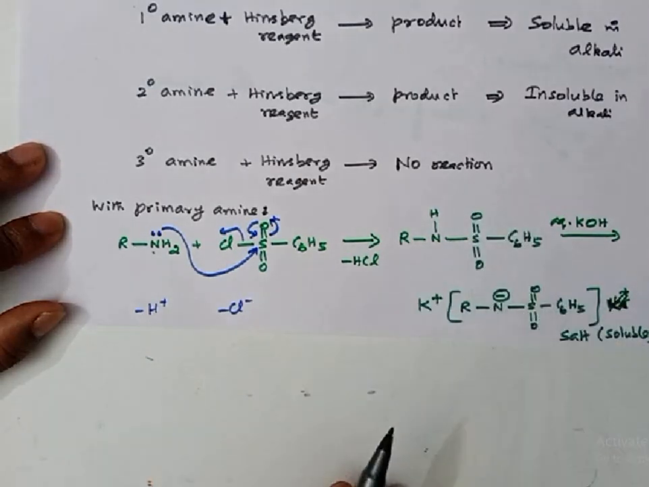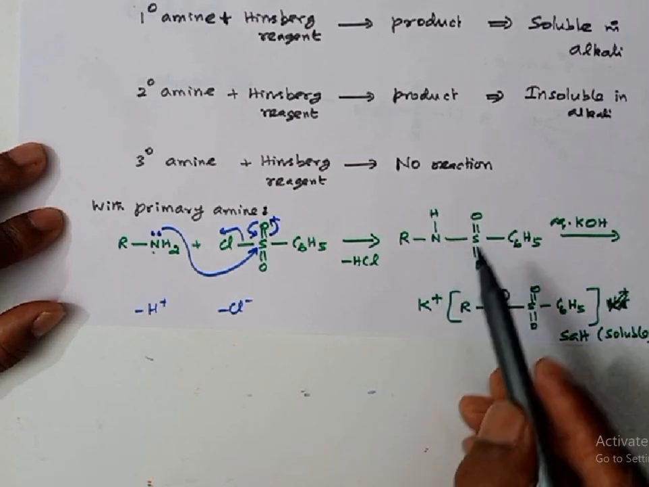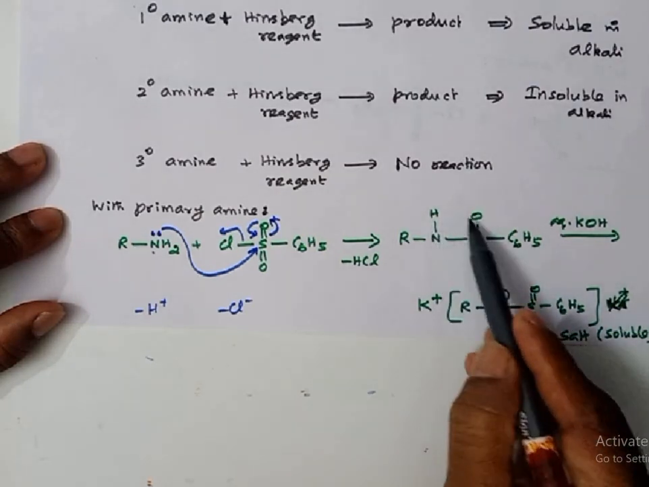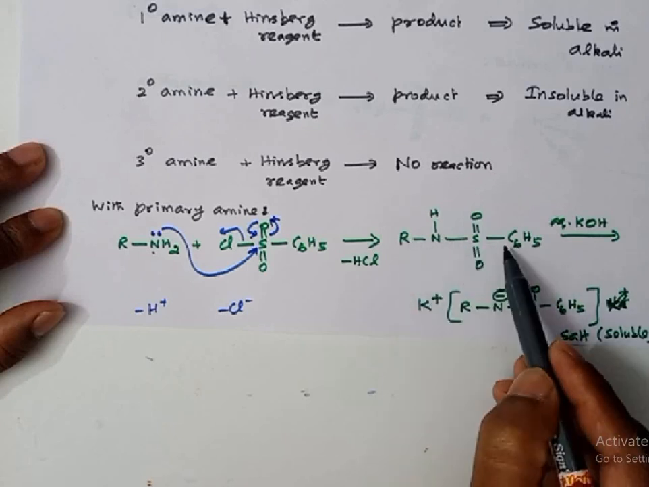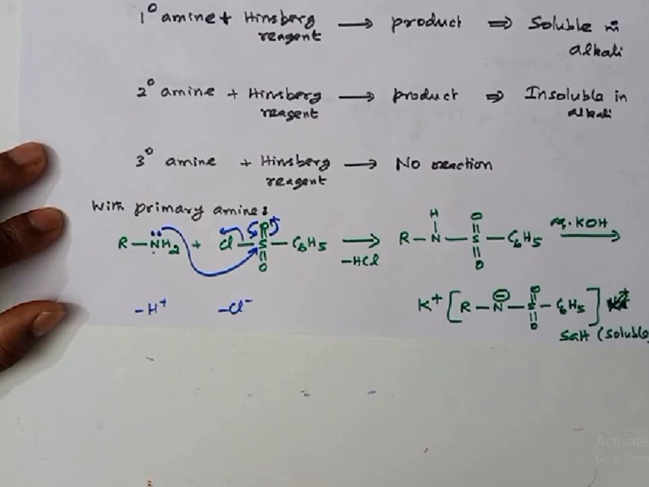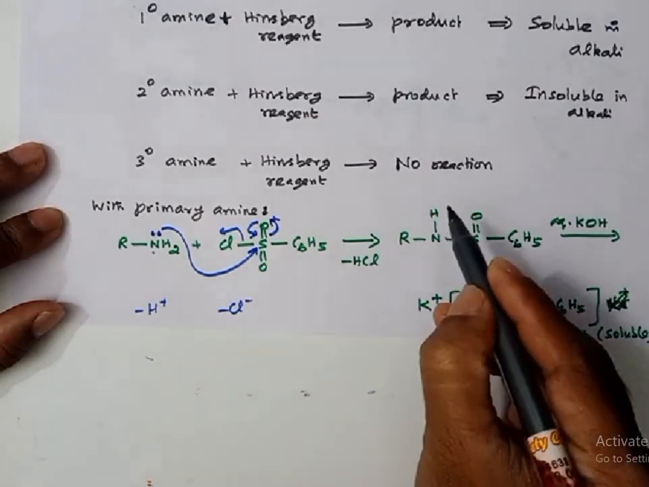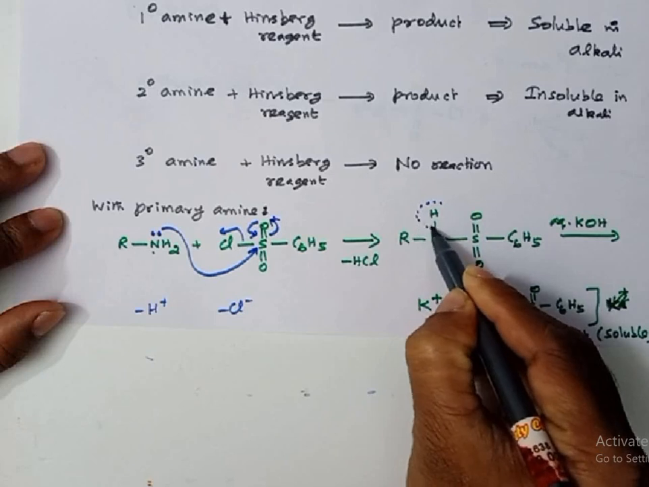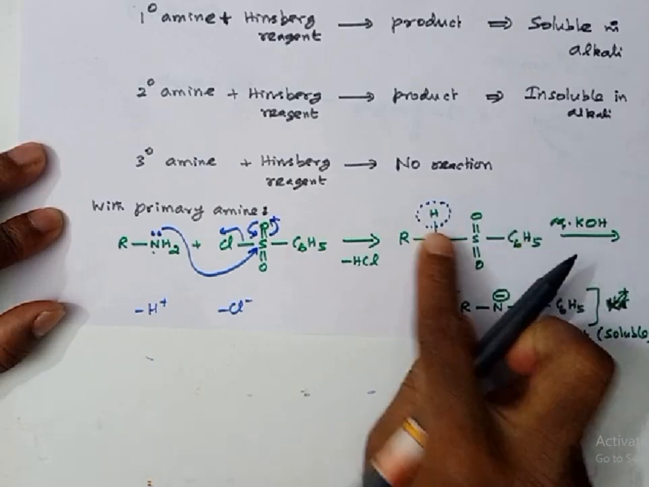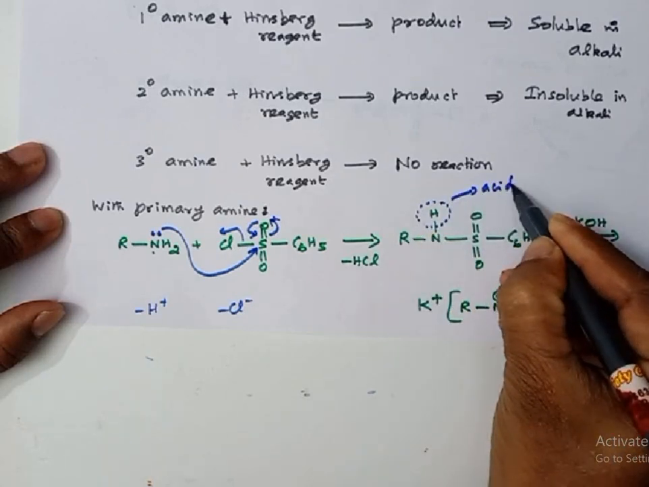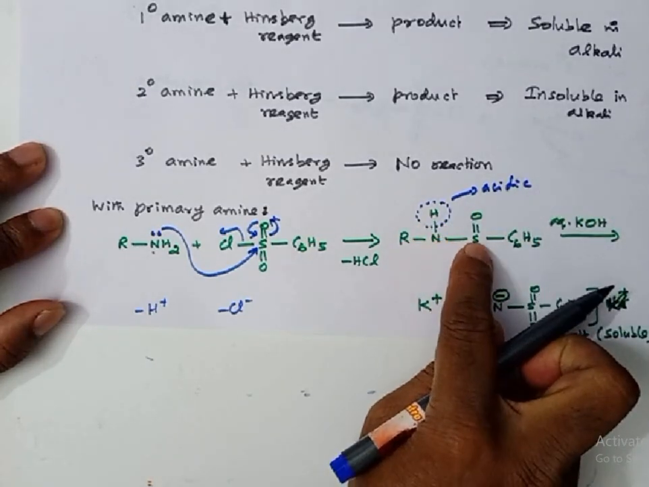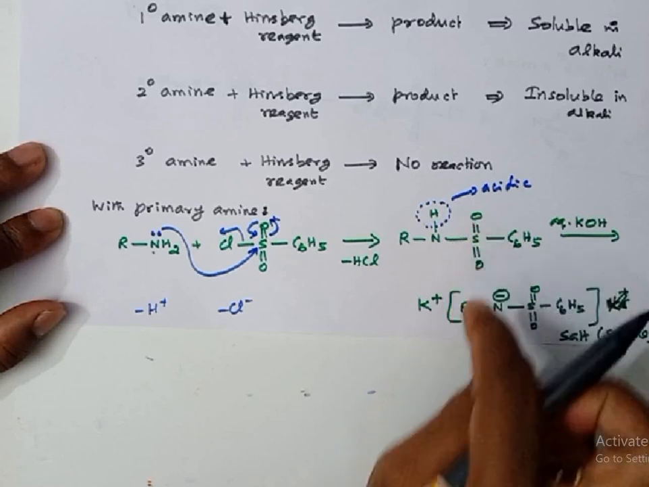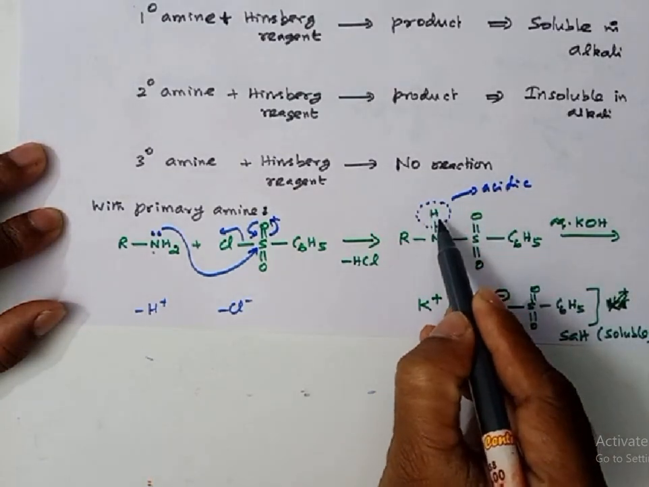So you will get this product. This looks like a sulfonamide. This is called sulfonamide. So it is nothing but benzene or substituted benzene sulfonamide that is formed, right? And listen student, this is very important. This hydrogen is acidic because it is directly connected to an electronegative atom, and that electronegative atom is connected to an electron withdrawing group, so this is more acidic.